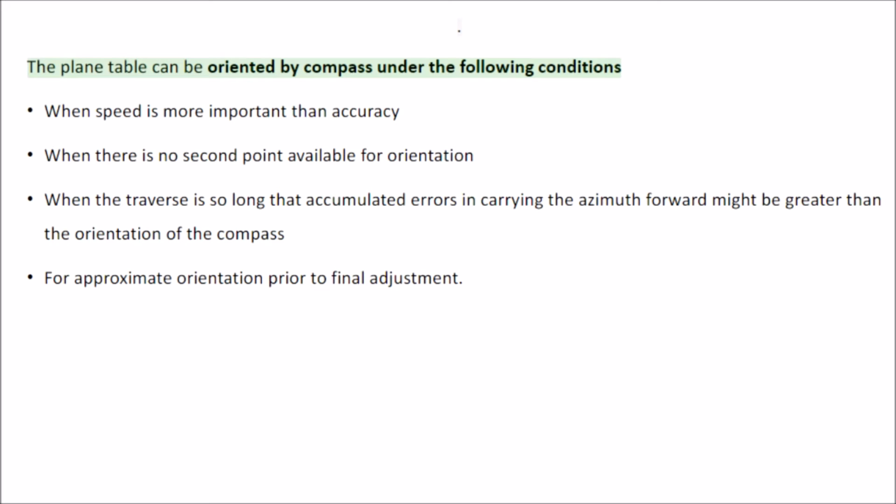The plane table can be oriented by compass under the following conditions. When speed is more important than accuracy. When there is no second point available for orientation. When the traverse is so long that accumulated errors in carrying the azimuth forward might be greater than the error of the compass orientation. For approximate orientation prior to final adjustment.